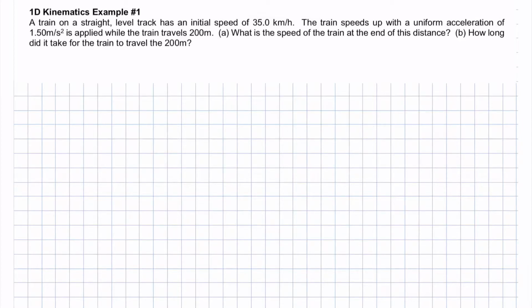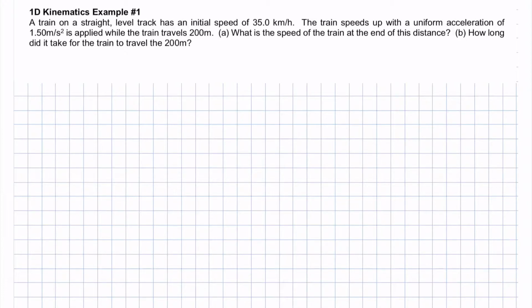I believe this problem comes out of the OpenStax College Physics textbook, and it's a one-dimensional kinematics example. So this question basically states that we have a train traveling on a straight, level track, so a one-dimensional problem. It has an initial speed of 35 kilometers an hour, and it's going to travel 200 meters while accelerating, speeding up at 1.50 meters per second squared.